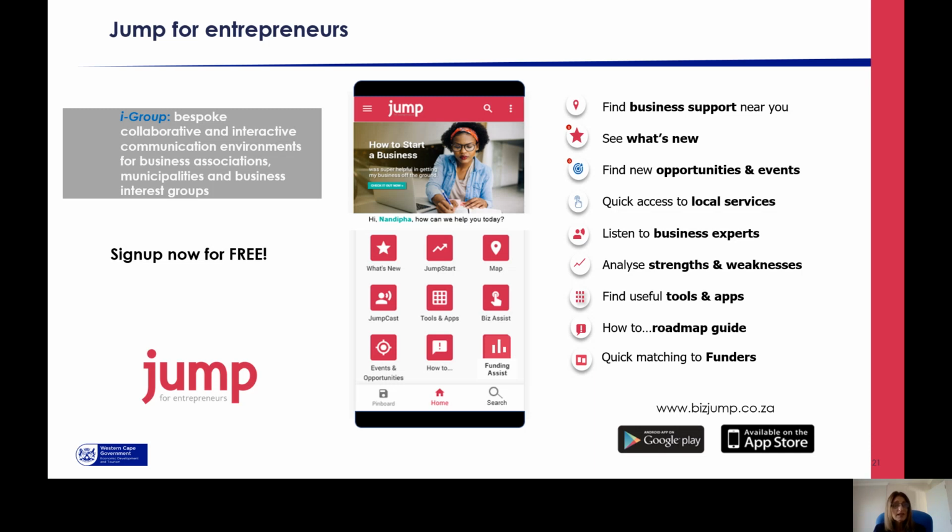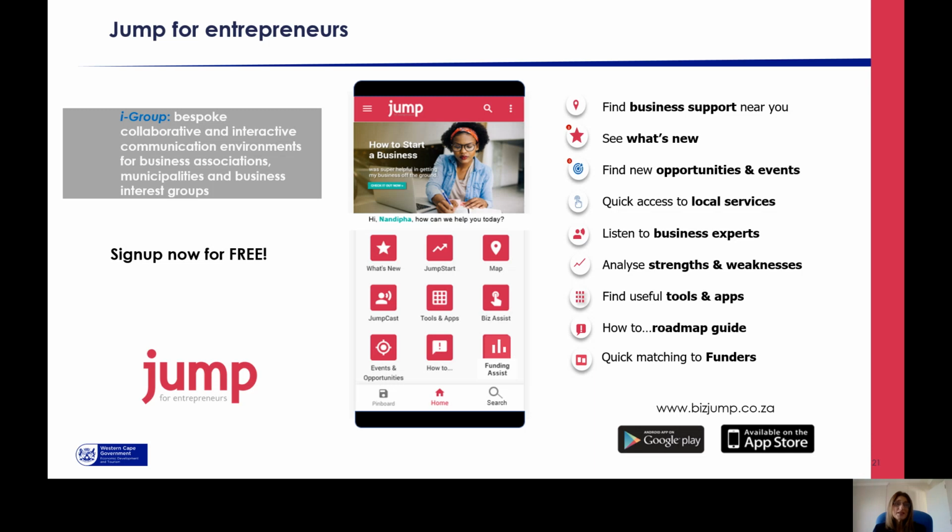And there are various tools there. Just to mention a few, the Jumpstart tool is like a business health check, and it shows you where certain areas of your business are strong and where certain areas of your business need attention and what you can do to address those gaps. There are experts that share tips and give you guidance and share their stories on Jumpcast. There's a lot of digital tools and apps that can help you operate online.